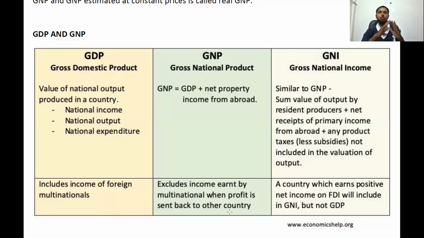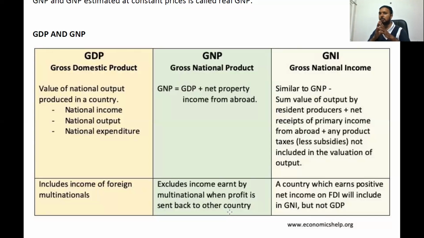GNP means the total production of goods and services done by the citizens of a particular country, whether in the geographical area of the country or outside of the country. But if he is a citizen of a particular country, then this will be considered as GNP.